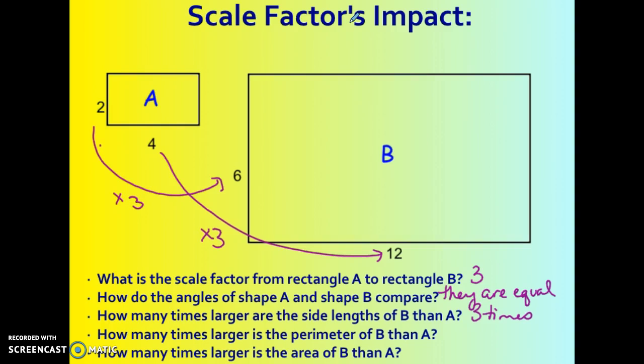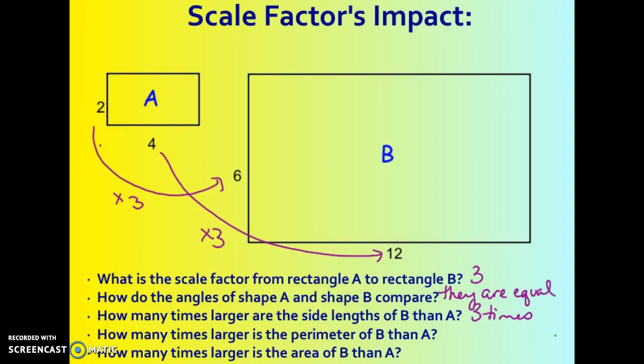The last two questions might involve a little bit more work. So the first one asks us, how many times larger is the perimeter of B than A? So for now, I would like you to actually figure out the perimeter of B and the perimeter of A so that we can compare them.